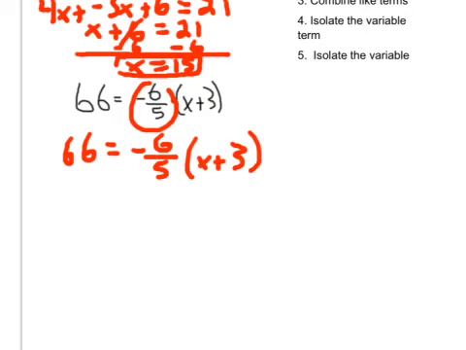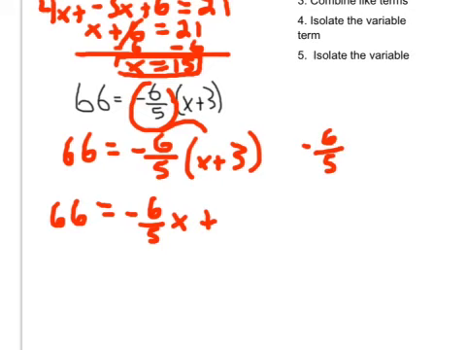Now I do need to distribute. Well, the 66 and the equal sign aren't parts of that. So negative 6 over 5 times x, that's negative 6/5 x, plus negative 6 over 5 times 3. We'll do that over here. Negative 6 over 5 times 3 over 1. That gives me negative 6 times 3 is 18, and 5 over 1 is 5. Okay, so negative 18 over 5.